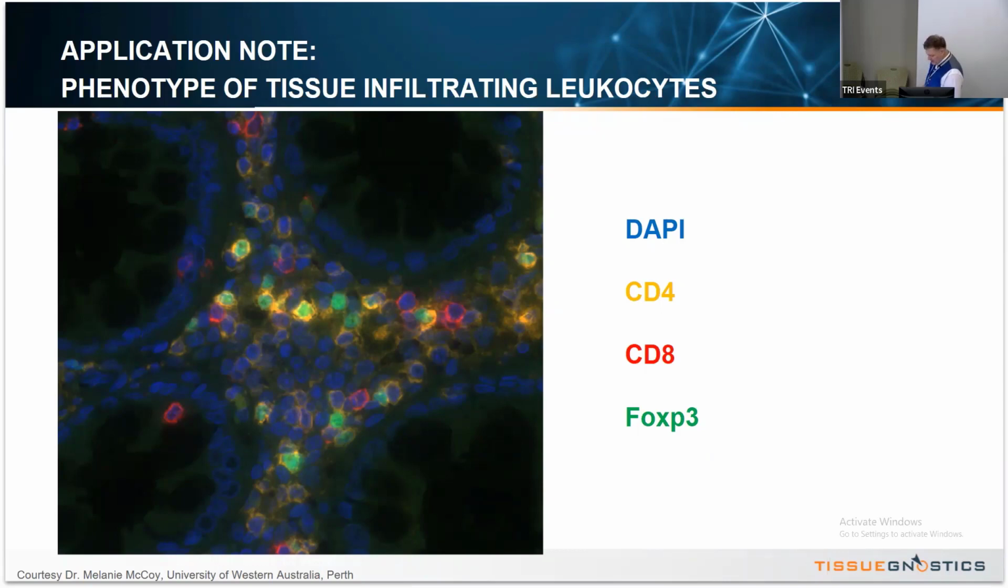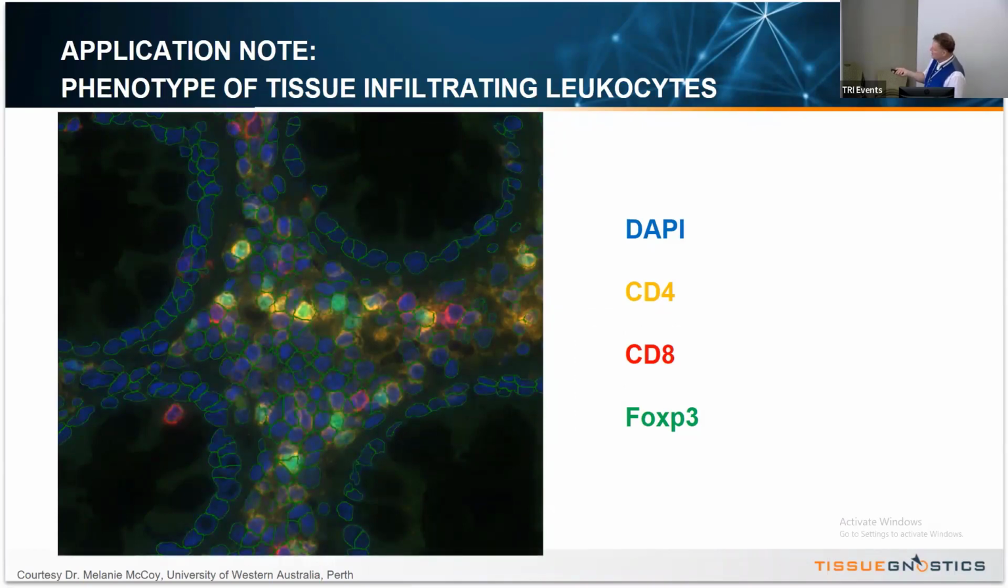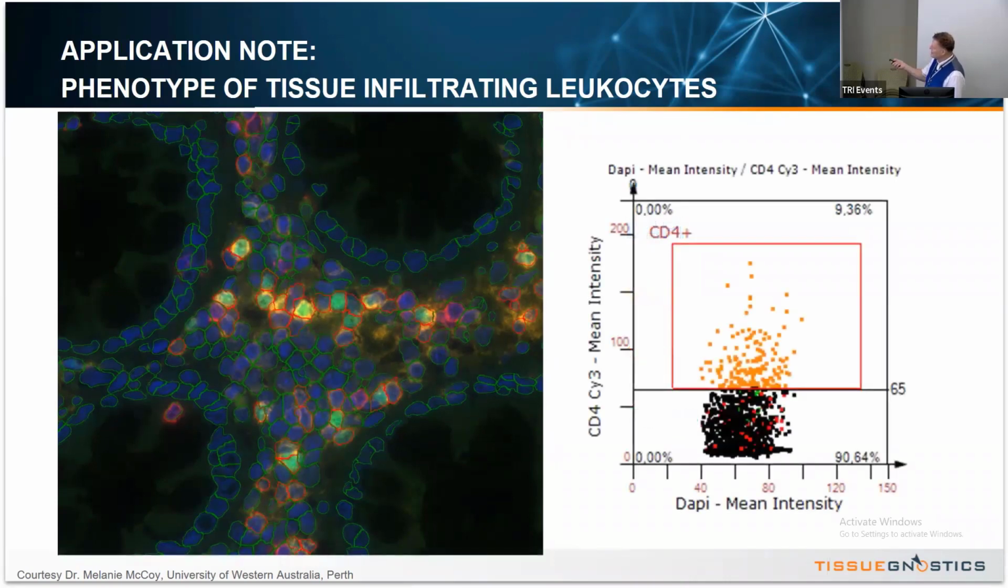This is an example from a client at the University of Western Australia. They're looking at regulatory T cells, CD4 FOXP3, and we use DAPI as master channel. See here what the system identifies, and then we measure for each cell how much yellow, red, and green is associated with it. And this is shown in this type of scatter plot. This would be the CD4 positive population.